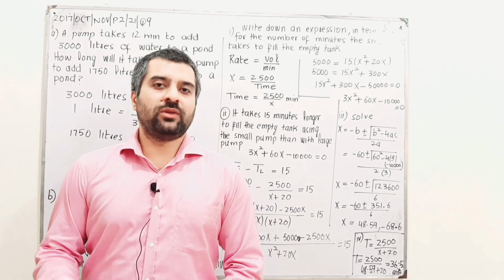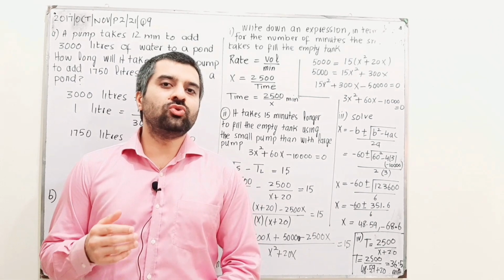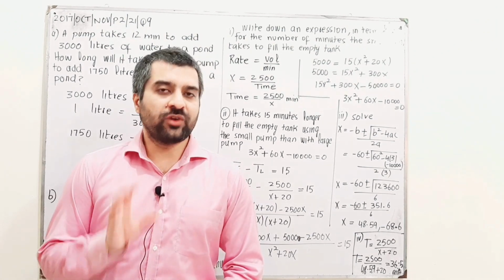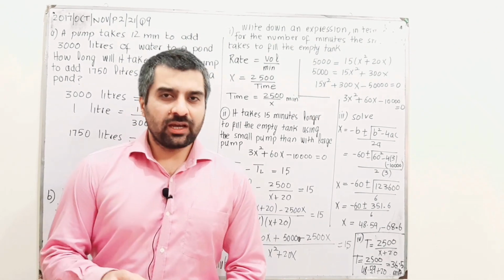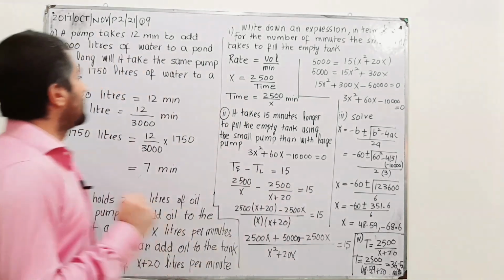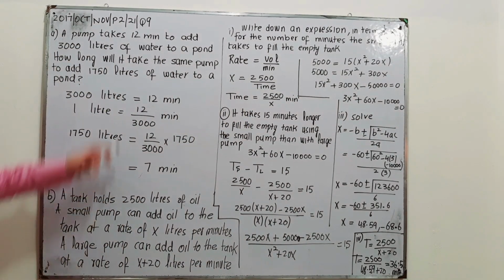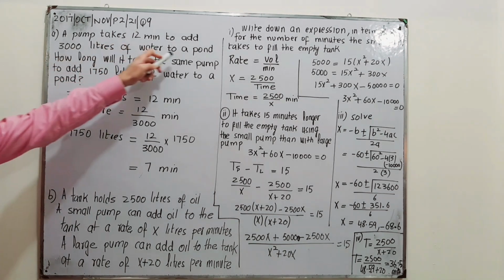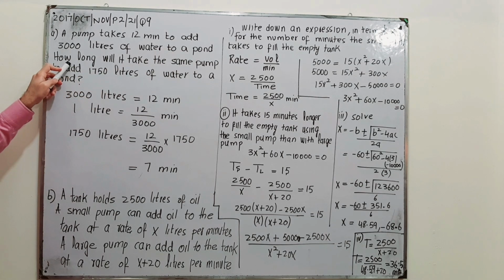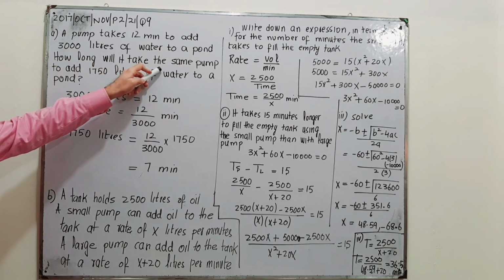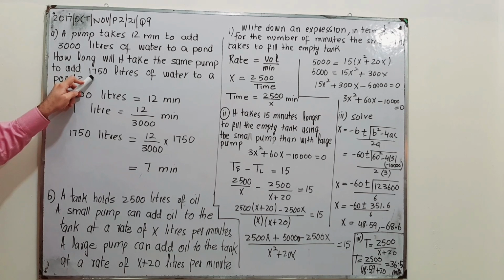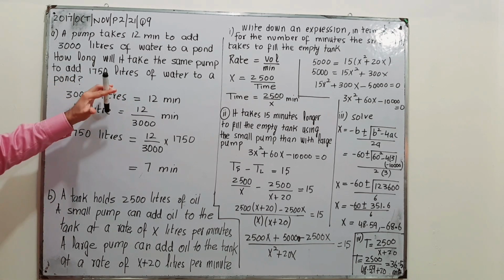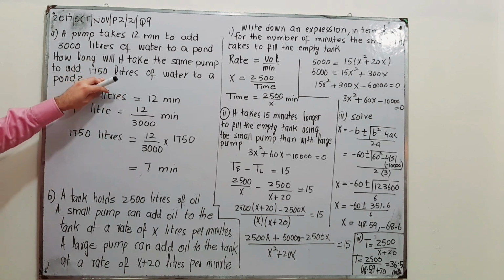Today we are going to solve another question from 2017 P2 October-November, variant 2-1, and the question is regarding rate. The question number is 9. The statement goes: a pump takes 12 minutes to add 3000 liters of water to a pond. How long will it take the same pump to add 1750 liters of water to a pond? The pump is the same, whereas the number of liters has changed.